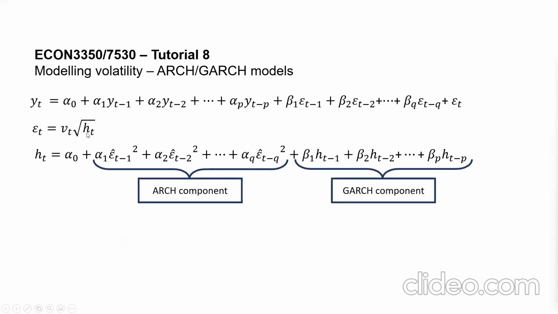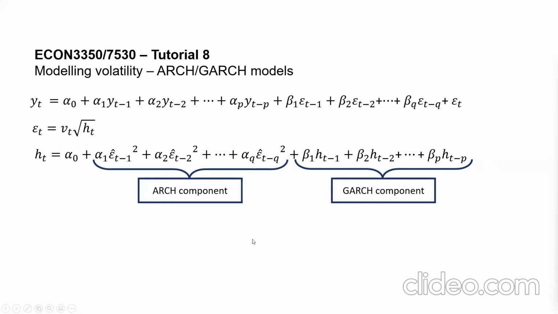The way we do that is by modeling the conditional variance. We take the residuals, we square the residuals, and when we model it with lags of those squared residuals, that's what we call the ARCH component, just lags of those squared residuals. And when we also use lags of the conditional variance, that's what we call the GARCH component.